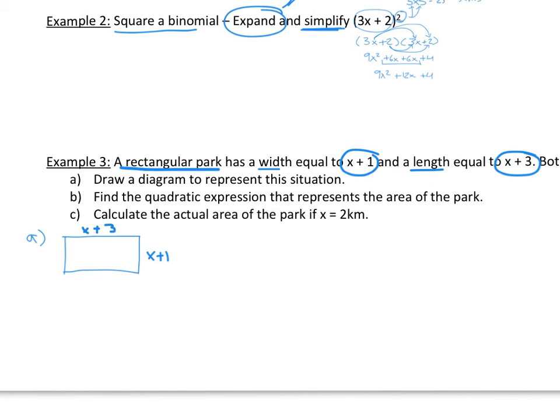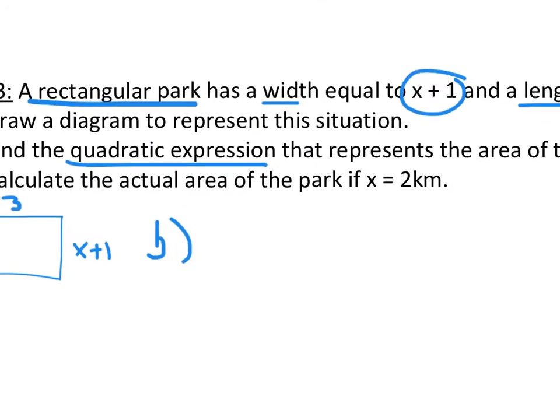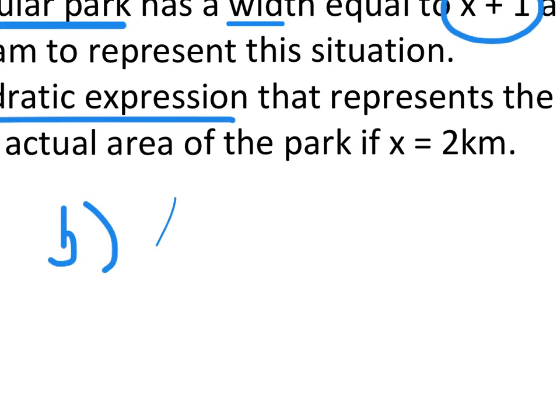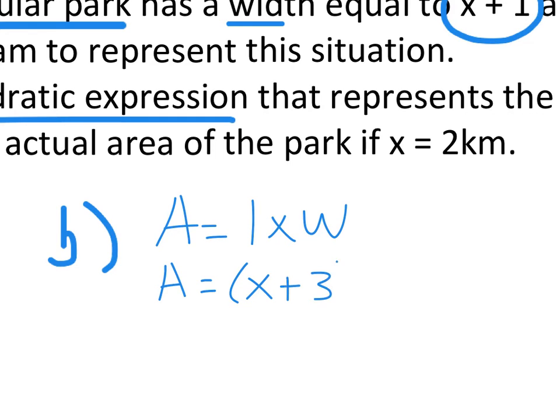I finished the first question. B is asking me to find the quadratic expression that represents the area of the park. Well, what do you know area of a rectangle to be? What formula is it? It's length multiplied by width. So all we're going to do is take our length, which is our x plus 3, and we'll take our width, x plus 1, and we'll multiply them.